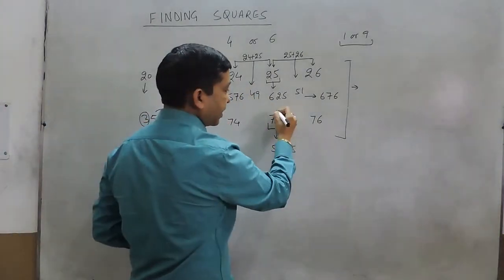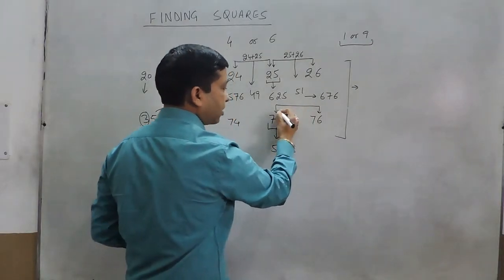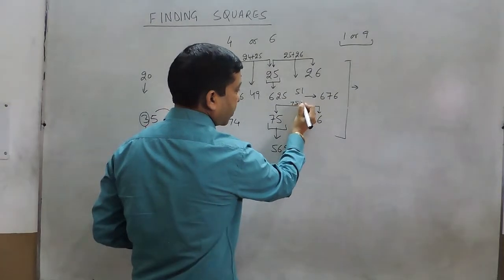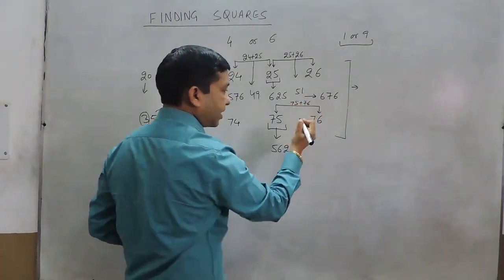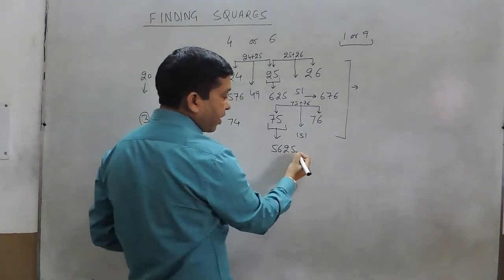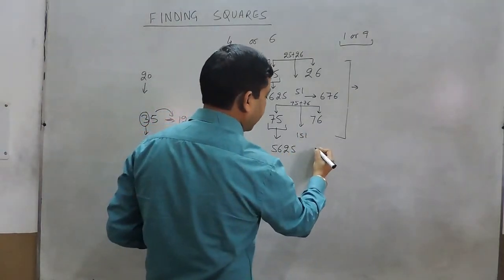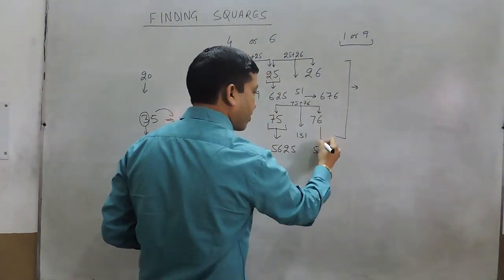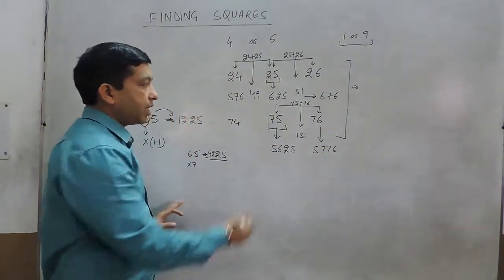Finding the square of 76. Again, these are 2 numbers which are consecutive to each other. So the difference of their squares is 75 plus 76, which is equal to 151. If we add 151 to 5625, it becomes 5776. So the square of 76 is 5776.